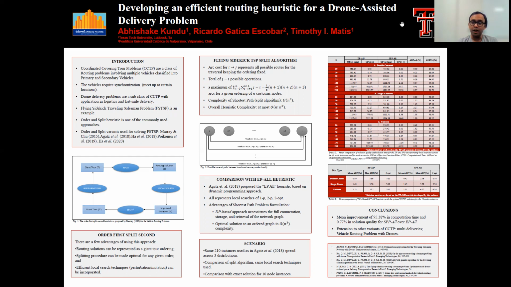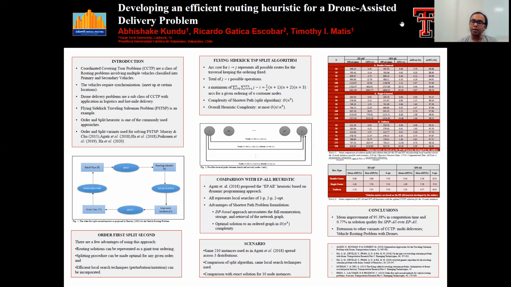The set of problems are NP hard in nature, but within the basic case, there are two variants of the problem that are commonly studied. The first one is the flying sidekick traveling salesman problem, or the FSTSP, which was developed by Murray and Chu in 2015. And the second one is the traveling salesman problem with drones, or the TSPD problem, which was introduced by Agatz et al. in 2018.